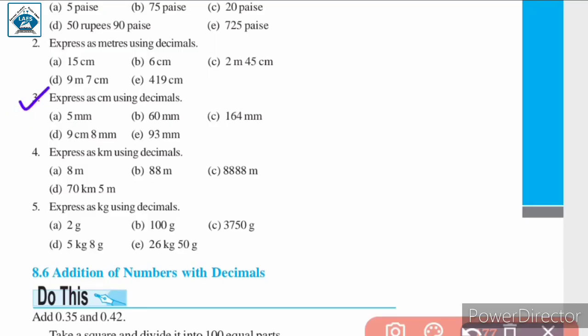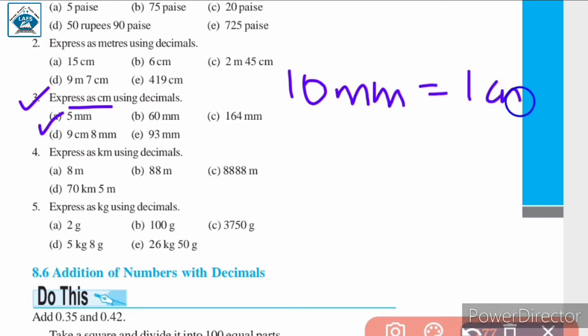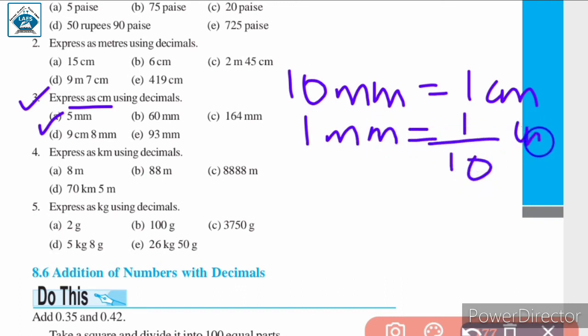Express as centimeter using decimals. A. 5 millimeter. In this question we are given the values in millimeter and we have to express them as centimeters. We know that 10 millimeter is equal to 1 centimeter. So if we are given 1 millimeter, that will be equal to 1/10 centimeters. So simply for converting a given value from millimeter to centimeter, we will divide it by 10.